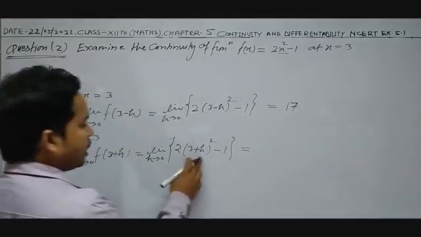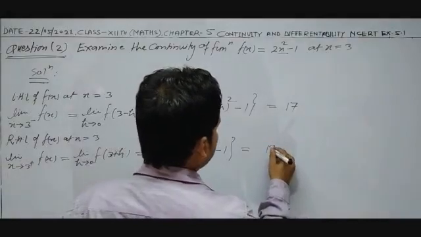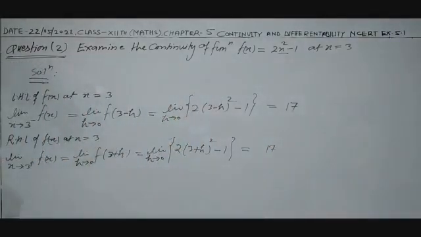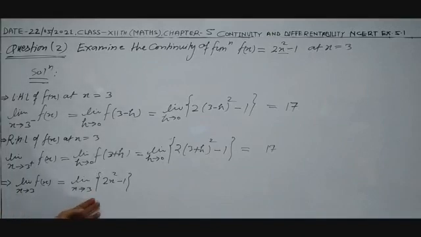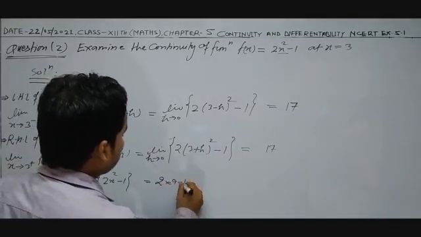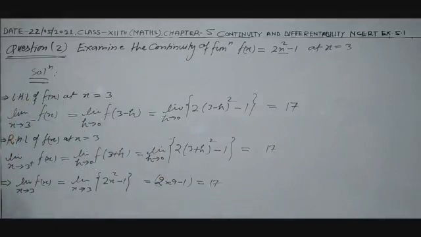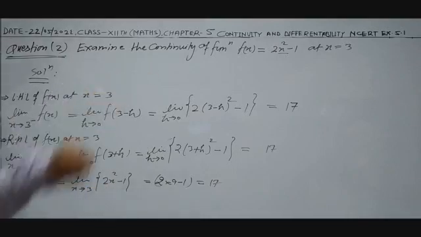Similar process, h tends to 0: 3 square is 9, minus 9 is 18, minus 1, that will be 17. And the third is the value of the function at a given point. Value of the function at x tends to 3, 2x square minus 1. You will put in the value, meaning 2 into 9 minus 1, and you will get the same result, that is 17. 2 nines are 18, minus 1 is 17. So the left hand limit, right hand limit, and the value of the function are equal. So the function is continuous at x is equal to 3.